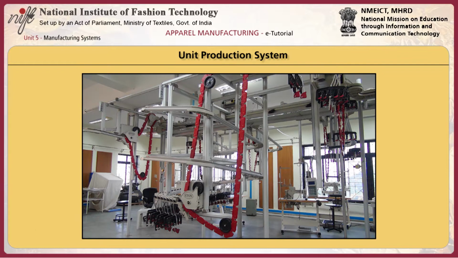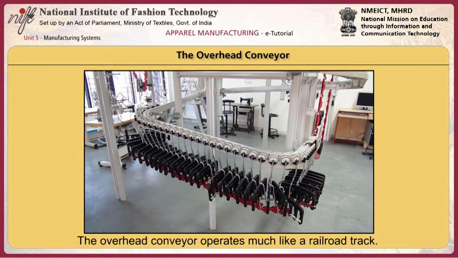An overhead rail system consists of the main conveyor and accumulating rails for each workstation. The overhead conveyor operates much like a railroad track. Carriers are moved along the main conveyor and switched to an accumulating rail at the workstation where an operation is to be performed.